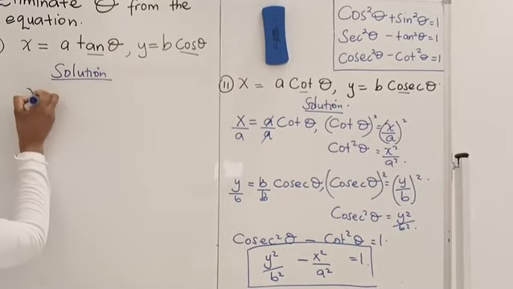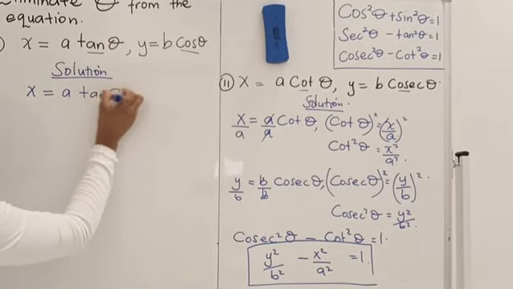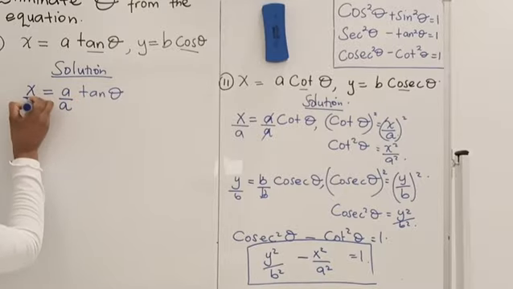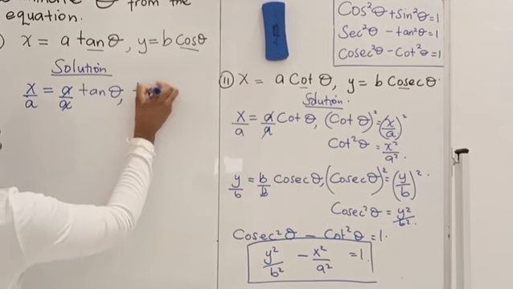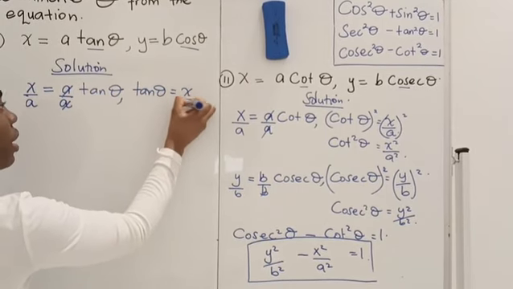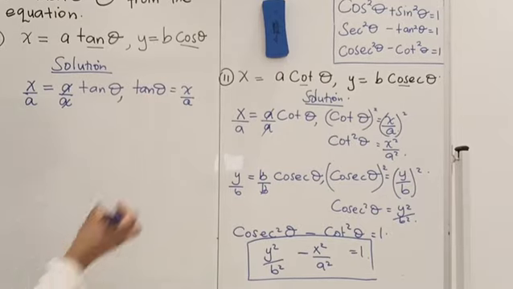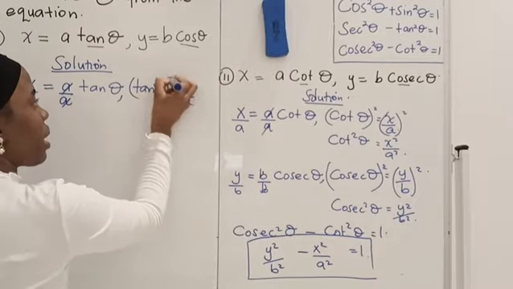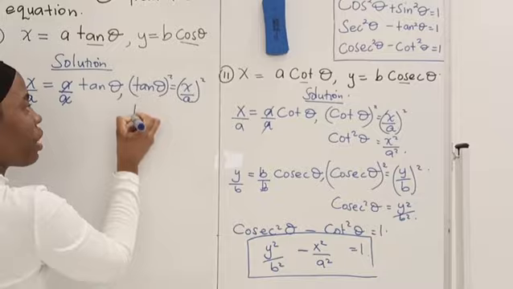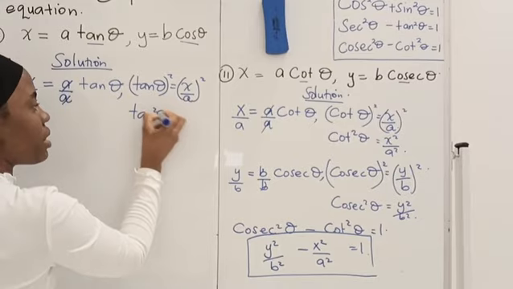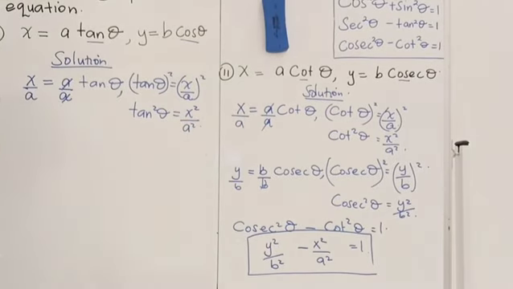We know that x is equal to a tan theta. Divide through by a. This a has gone. So what do you have? You have tan theta is equal to x out of a. But I'm interested in tan squared. So let me square both sides. I will come up with tan squared theta is equal to x squared over a squared.